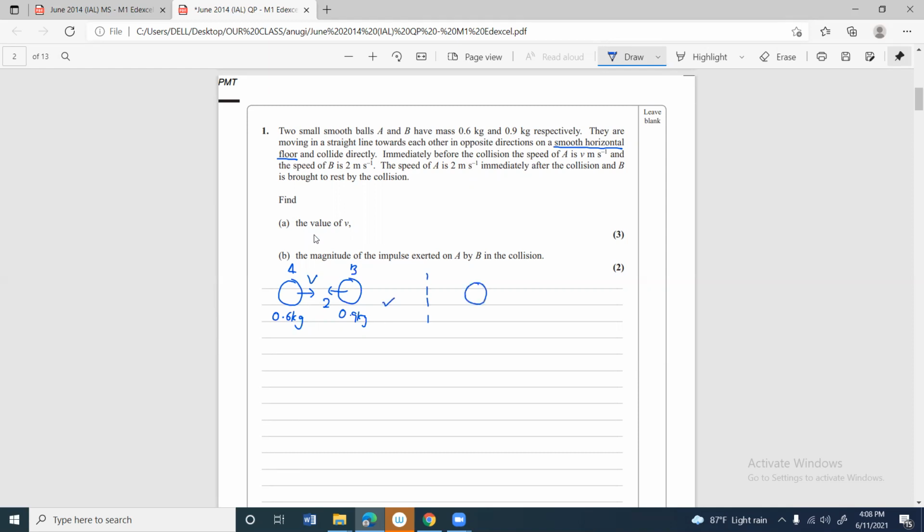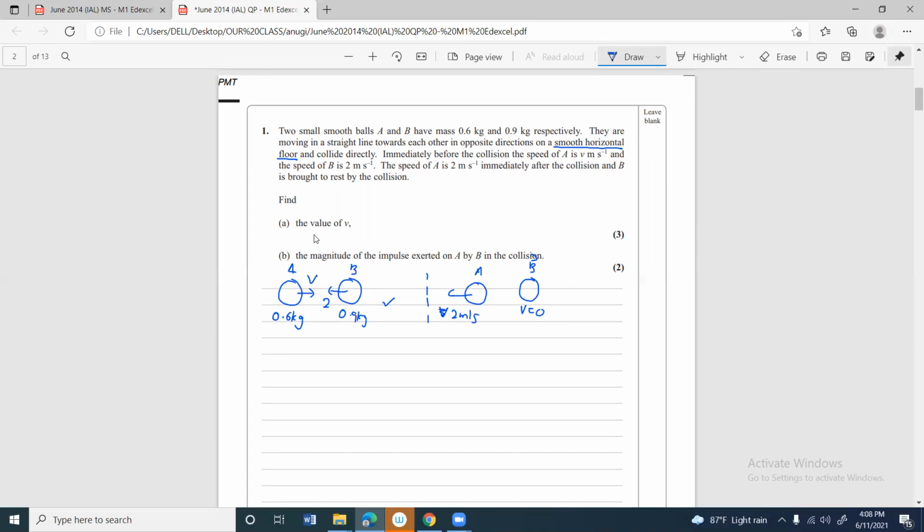After the collision, the speed of A is 2 meters per second immediately after the collision, and B is brought to rest by the collision. Now we have a small doubt: which way does A move? B becomes rest, so if this is rest, A cannot come like this, it cannot jump like this. It's not possible. Therefore, obviously it should go the other way around, to this side. That is the initial fact we need to understand.